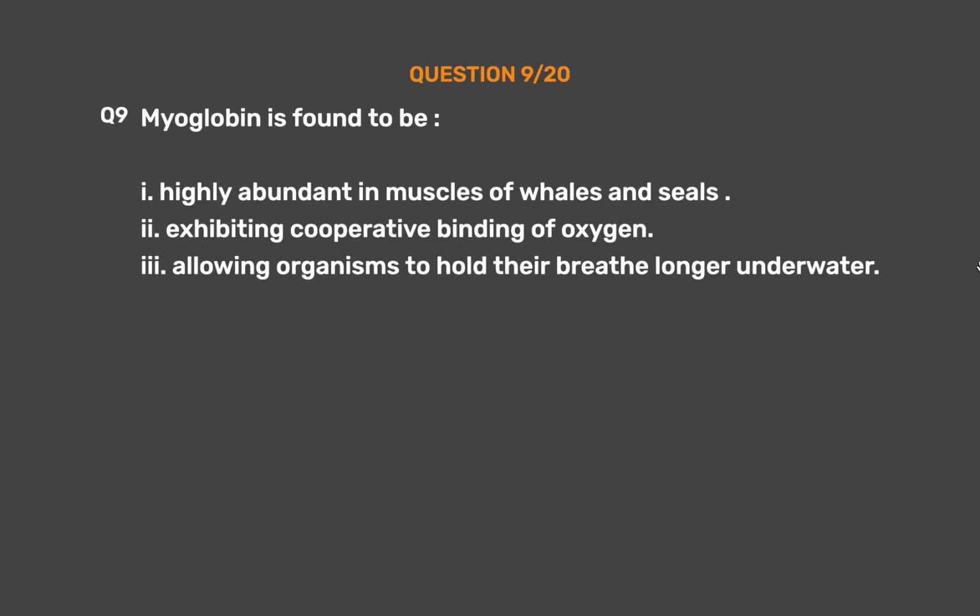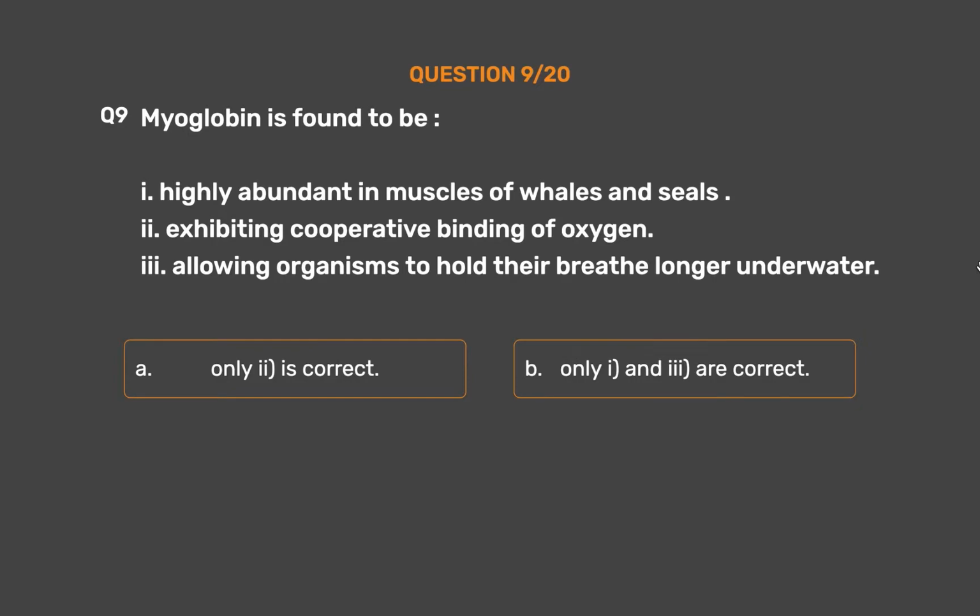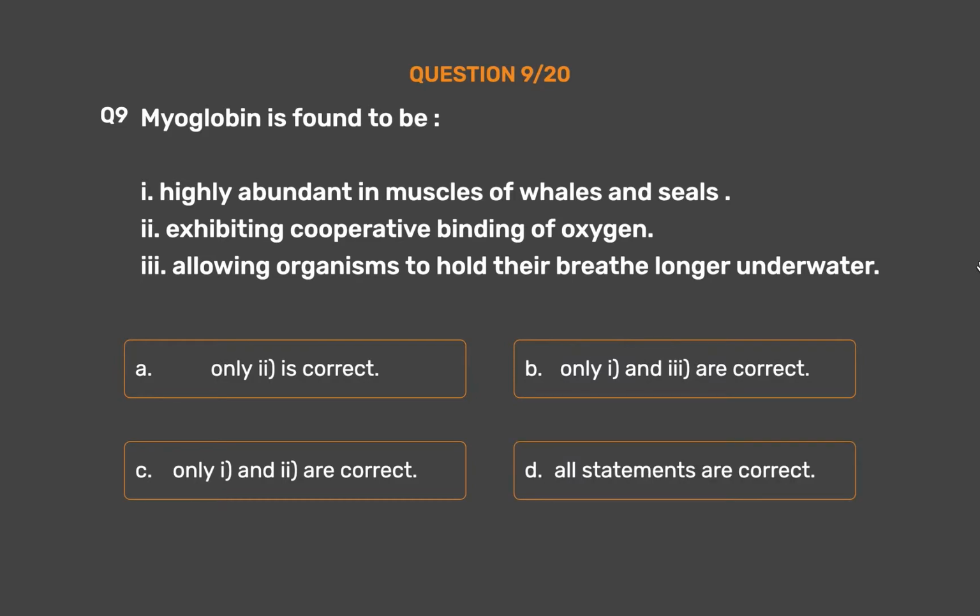Question number 9. Myoglobin is found to be 1. Highly abundant in muscles of whales and seals. 2. Exhibiting cooperative binding of oxygen. 3. Allowing organisms to hold their breath longer underwater. Option A, only 2, is correct. Option B, only 1 and 3 are correct. Option C, only 1 and 2 are correct. Option D, all statements are correct.